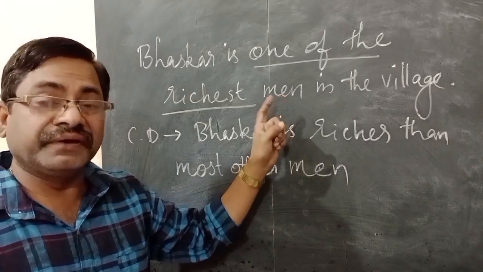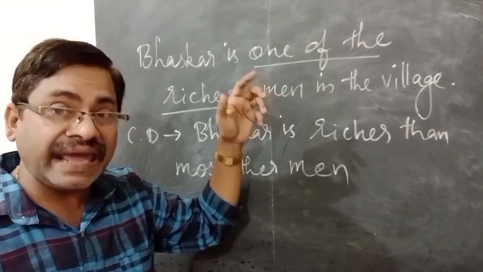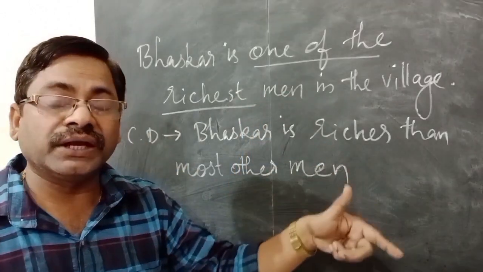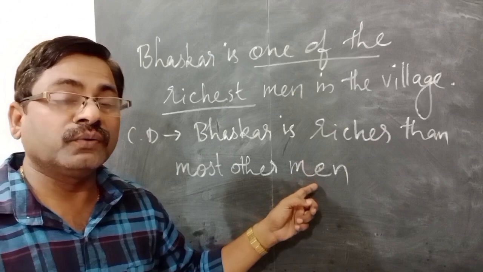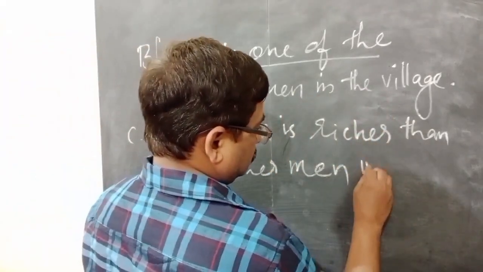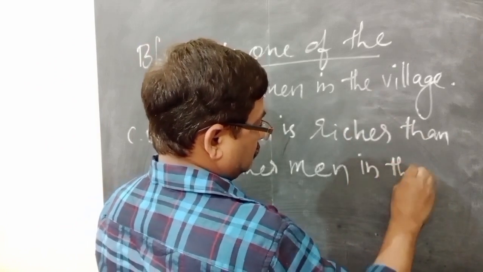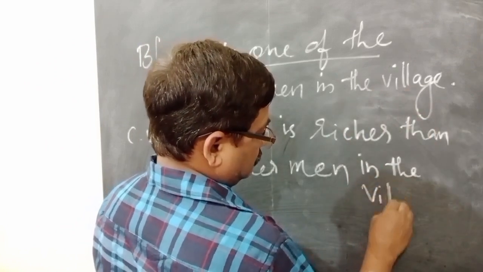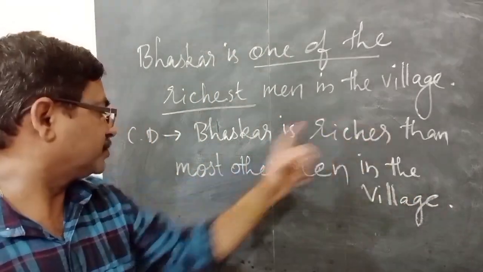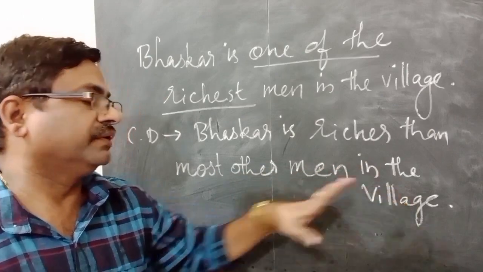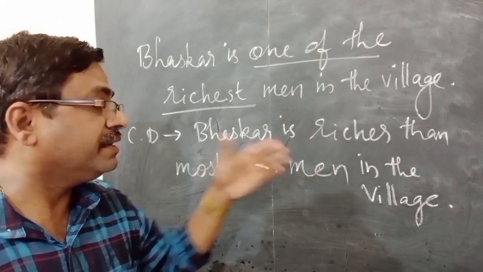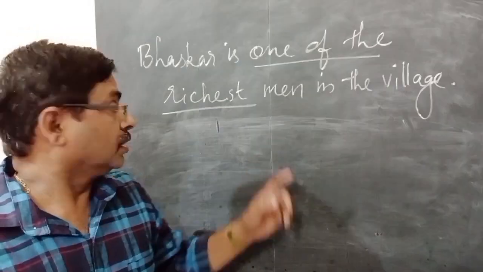Here you should be very careful about the spelling. M-A-N, man, singular, denoting one. M-E-N, it's a plural form. Here plural form only should be used. Bhaskar is richer than most other men in the village. Or Bhaskar is richer than many other men in the village.